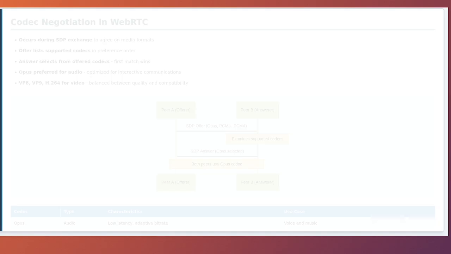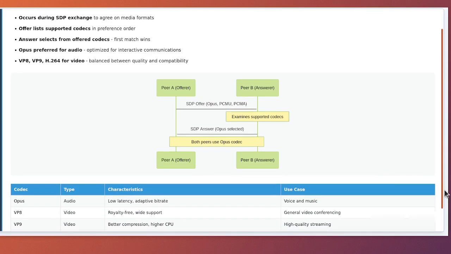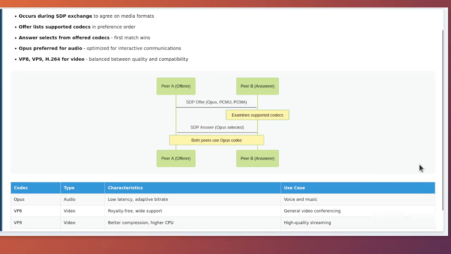infrastructure. Codec negotiation process. Codec negotiation is a critical component of WebRTC that ensures peers can successfully exchange media even when they support different encoding formats. The process occurs during the SDP offer-answer exchange and determines which codecs will be used for audio and video transmission in the established connection. Understanding this negotiation helps you optimize media quality and ensure compatibility across different browsers and devices.